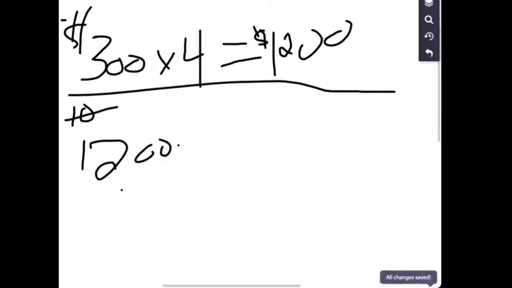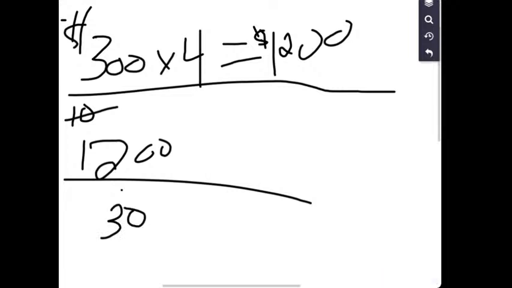Now, let's imagine that we're willing to give up at least $300 of our profit to acquire a customer. So our target cost per acquisition, CPA.